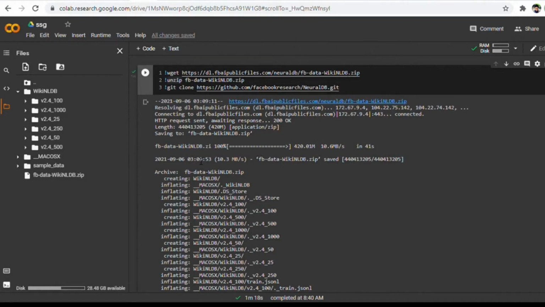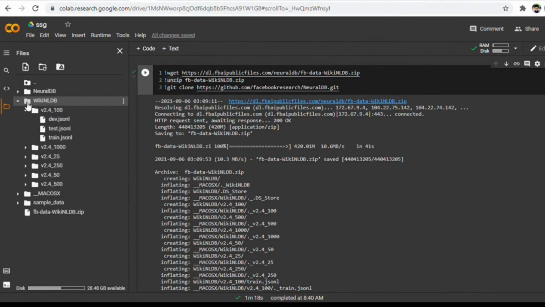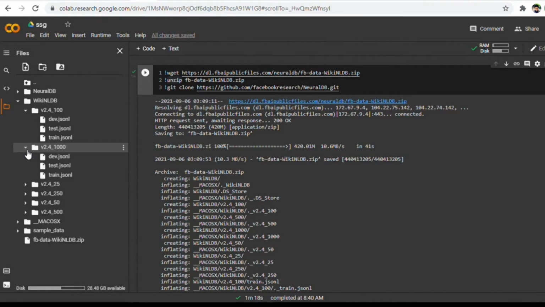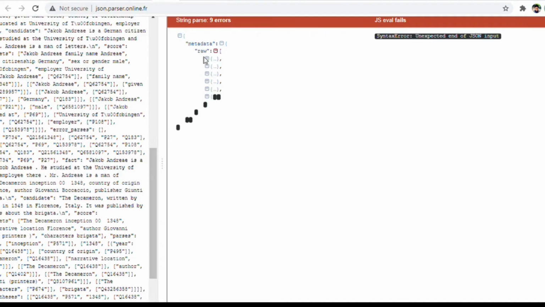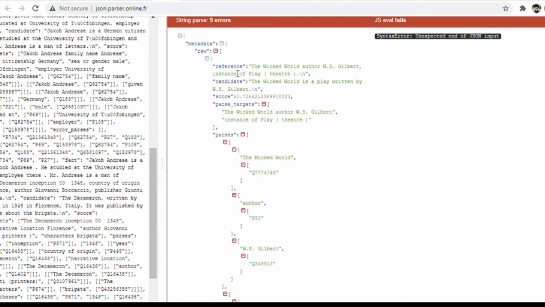Here you can check it out. For WikiNLDB the databases are of different sizes and lengths, and it contains the dev text and train JSON for every set of datasets. Now let's check what is present in the dataset. Here I have taken a sample one, where there will be multiple sentences per piece of information, and there will be many sections around that also.